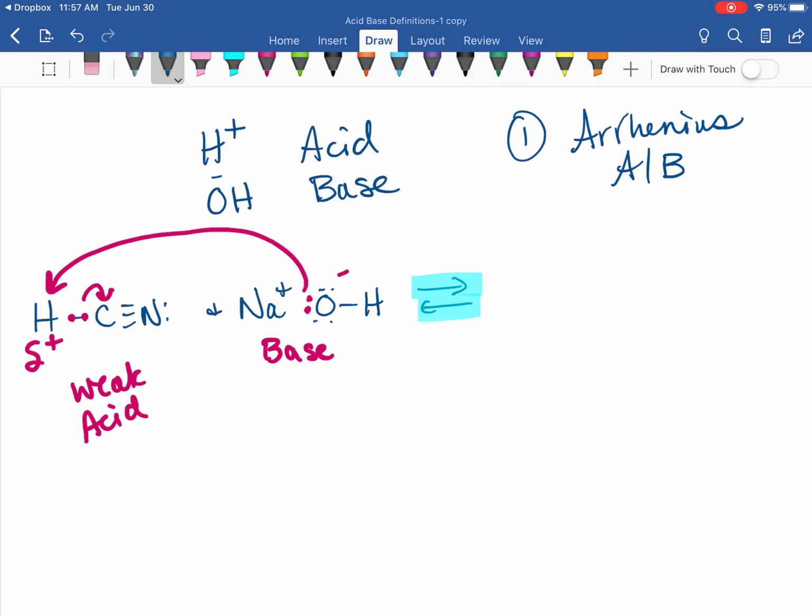Use your arrows now. Let's see if we can draw the product. Okay, again, our hydrogen, here's our base. That stays the same. We just formed a bond to this hydrogen. There's your water. I love it. Now what happened to your cyanide?